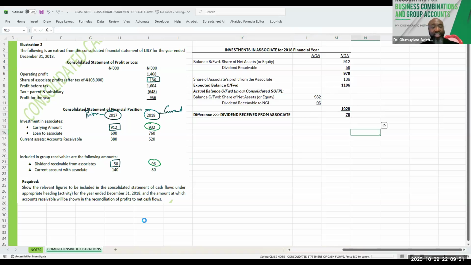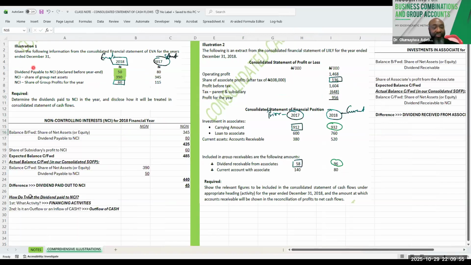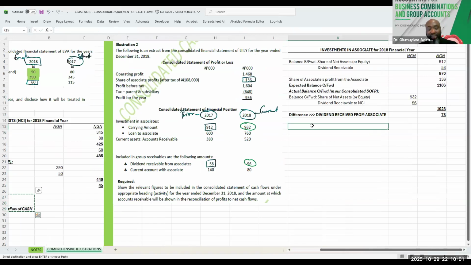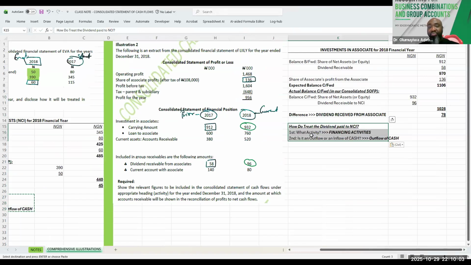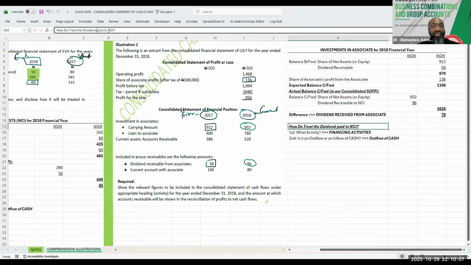And that is that. Now, similar to what we did under NCI, we ask these two questions and try to answer them. What are the two questions we need to answer? How do we treat the dividend received from associates?